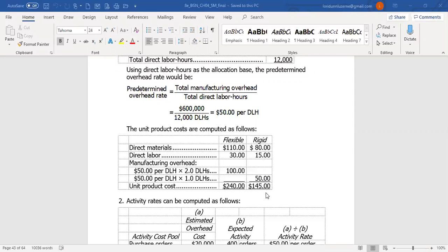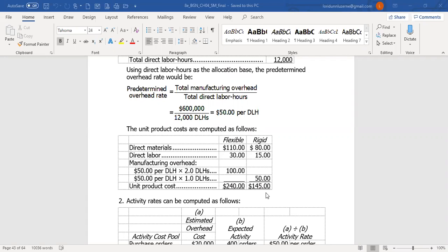Now, in the second requirement, an intern suggested that the company use activity-based costing to cost its products. A team was formed to investigate this idea. It came back with the recommendation that 4 activity cost pools be used. These cost pools and their associated activities are as follows. So it costs $20,000 in total for the purchase orders.